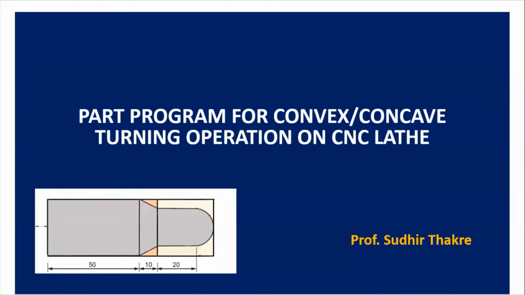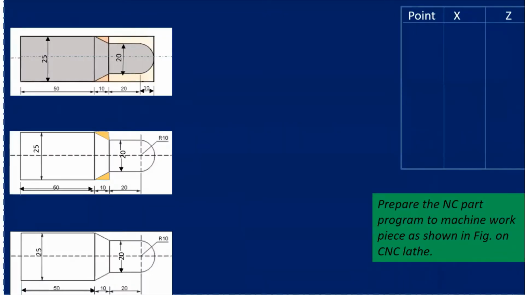Hello friends, today we'll see how to write the part program for a convex or a concave turning operation on CNC lathe. So prepare the NC part program to machine the workpiece as shown in the figure on CNC lathe. This is the required product. So for that we have to write the program.